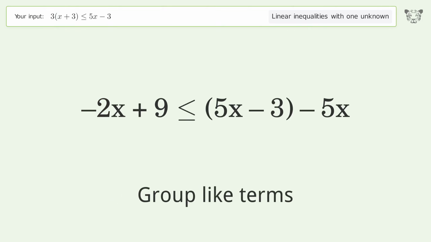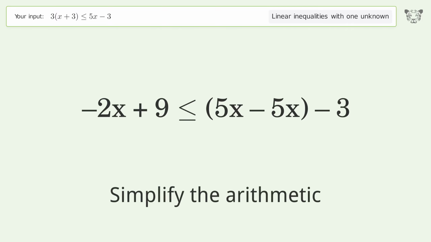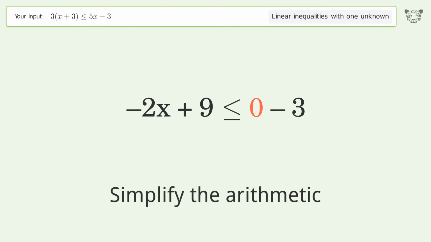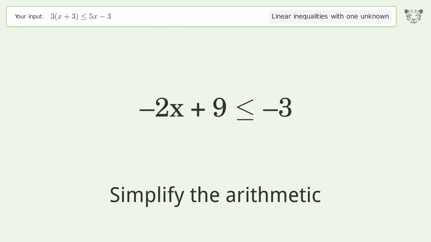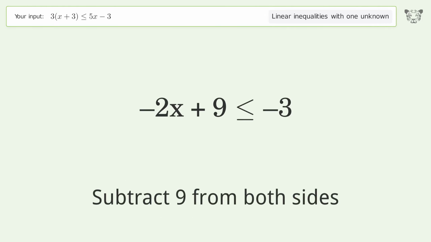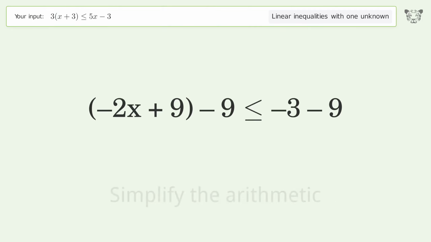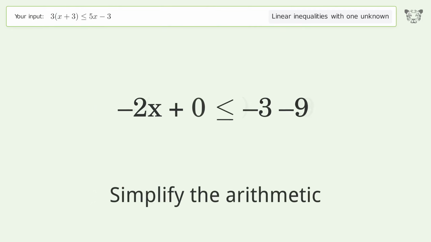Group like terms. Simplify the arithmetic. Group all constants on the right side of the inequality. Subtract 9 from both sides. Simplify the arithmetic.